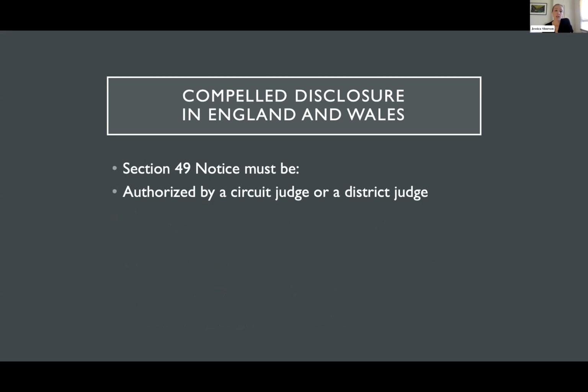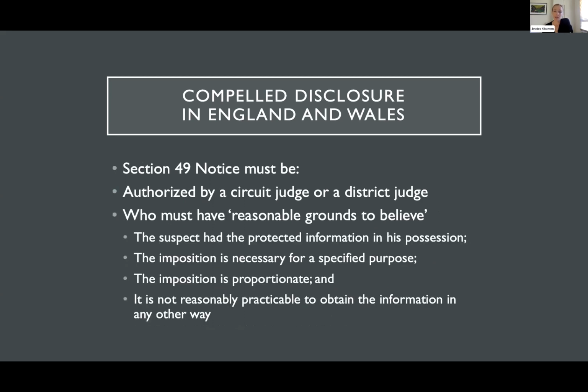The Section 49 notice is issued by a judge, so there's prior independent authorization, and the judge has to have reasonable grounds to believe these conditions are met. I don't want to spend too much time going through them because you can read them in the book, but there is, of course, legal process involved. And the police have to show that there's not a reasonably practicable way to obtain access to the encrypted data in any other way. There might be another way to do it, but if it's not reasonably practicable, then they can have the Section 49 notice issued.